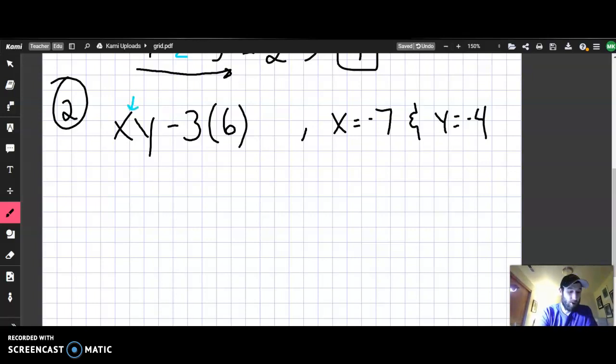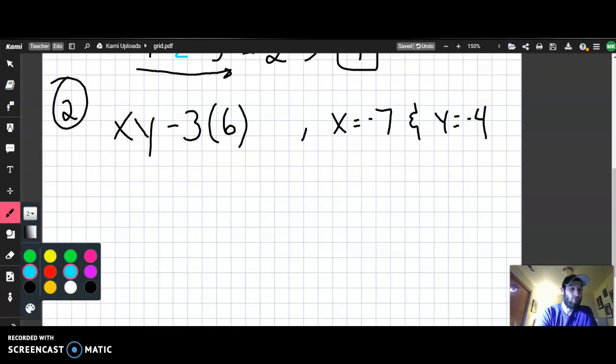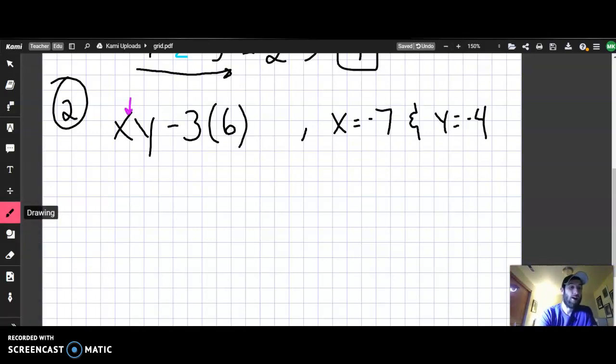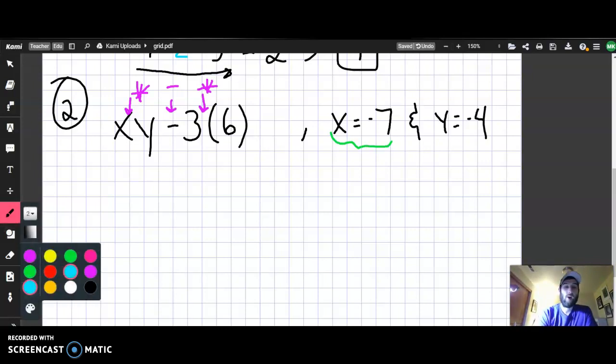Between x and y, here, let me go ahead and use purple. Purple's a great color. Between x and y, that is our multiplication. Between the 3 and the parentheses is multiplication. The parenthesis itself doesn't mean multiplication, it's the lack of a symbol. So the lack of a symbol between x and y and the lack of a symbol between 3 and the parenthesis both mean multiplication. And then of course we have our subtracting here between them. So we can plug in our x, we can plug in our y, and then follow our operations to know what our answer is going to be.